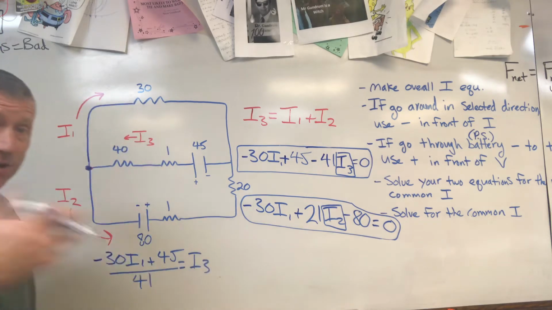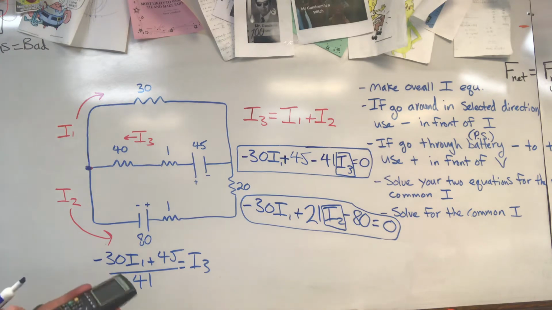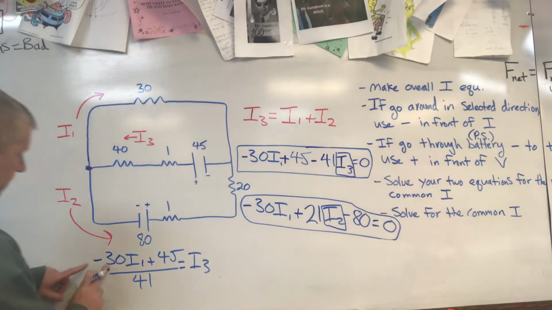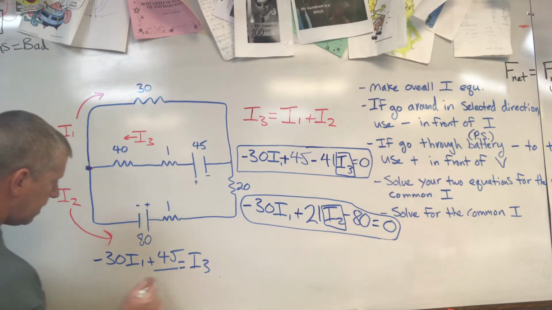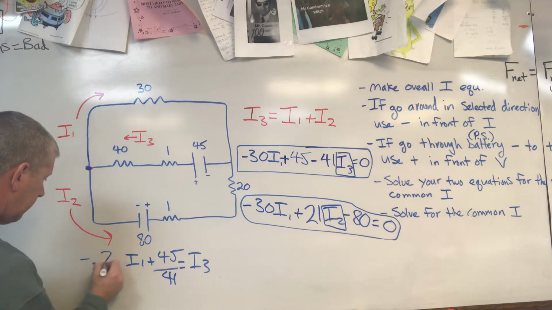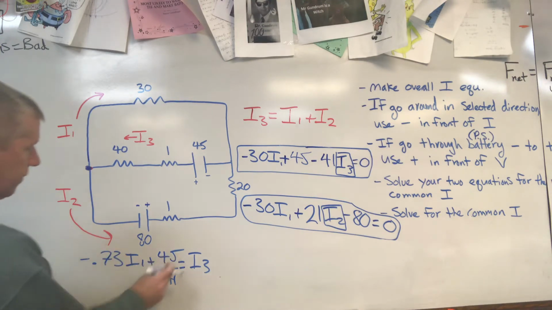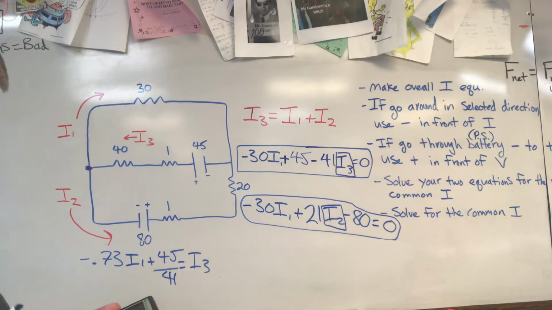So let's do it out. You actually have to get values for this. 30 divided by 41 is 0.73. So this is negative 0.73 I1. And then I have to take 45 and divide it by 41. It'd be a little bit more than 1.